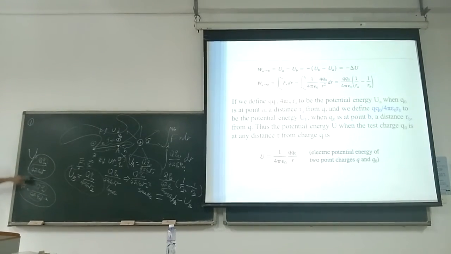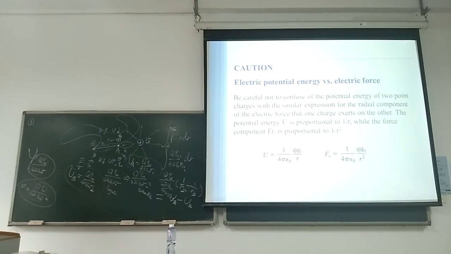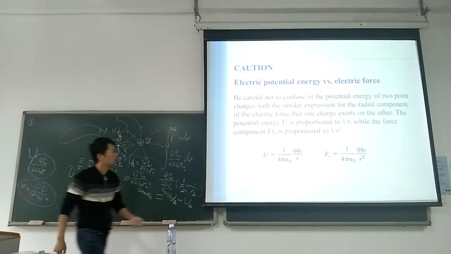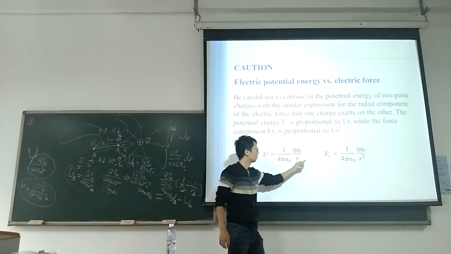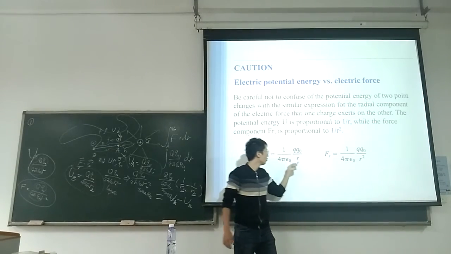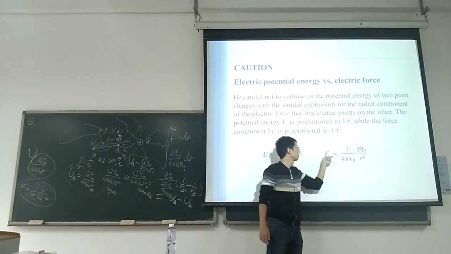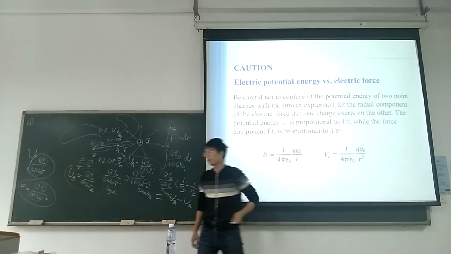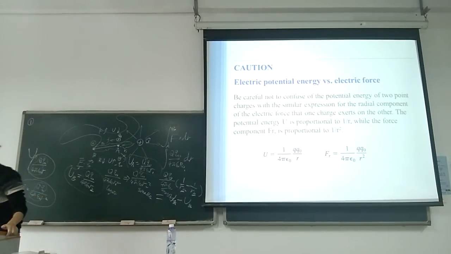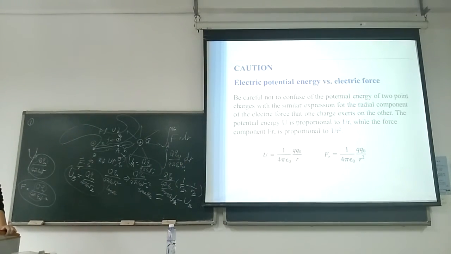Without the square, it is a potential energy. With the R squared, it is the force. With the square is a force, without it is a potential energy. And then we are going to learn how to use the potential energy.